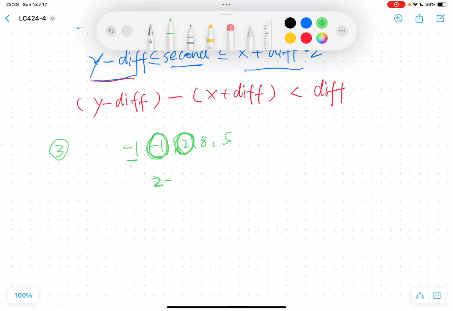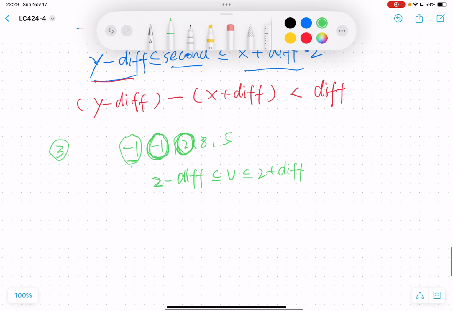In this situation, the range value for minus 1 should be the next value, that means minus 2 minus diff and 2 plus diff. This is how to process if the first element is minus 1. Similarly, if the last element is minus 1, we also know the data range should be 8 minus diff and 8 plus diff. This is similar to the first situation.